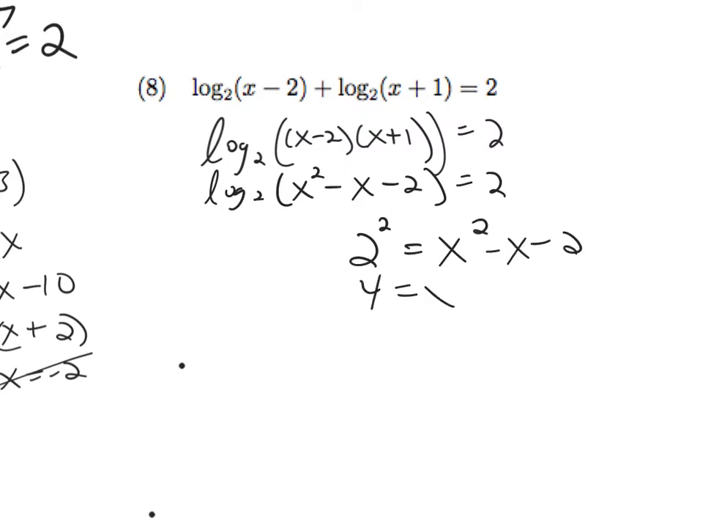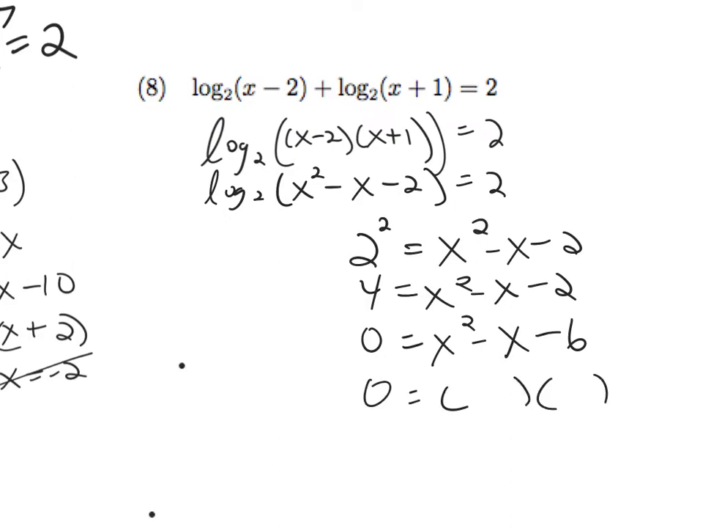2 squared is 4. Take 4 away from both sides. Two numbers you can multiply to get negative 6, or add to get negative 1. Has to be 3 and 2. Negative 3, positive 2. So my solutions are positive 3 and negative 2. And negative 2 got rejected. So it's just positive 3.